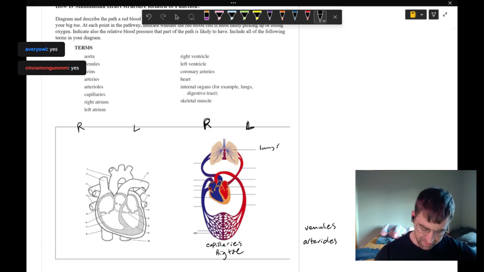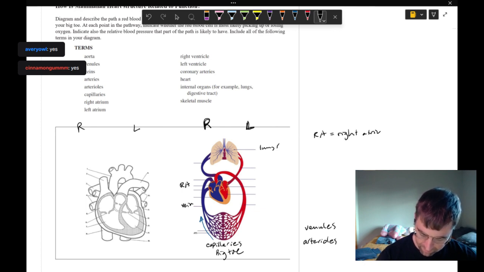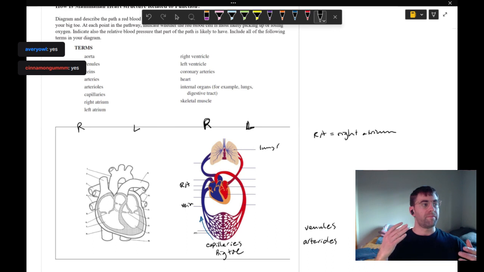So a red blood cell in our big toe flows through the venules into a vein and then into the heart. It flows into the heart at the right atrium. A way to remember this: atrium is a word meaning entryway. You can simply remember it that way.